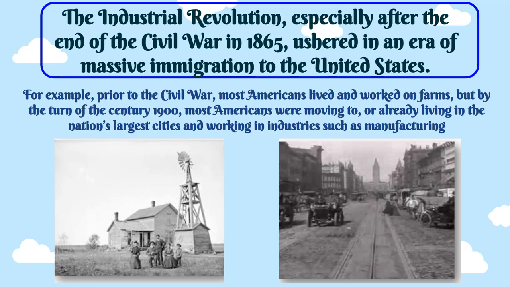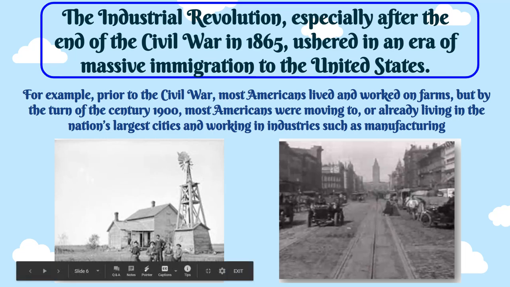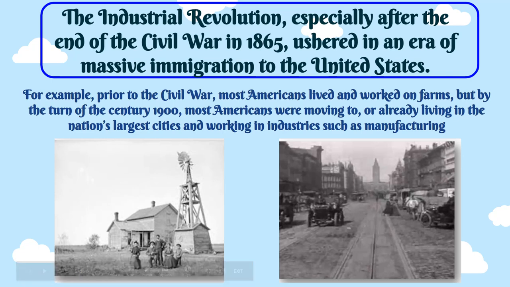For example, prior to the Civil War, most Americans lived and worked on farms. But by the turn of the century, 1900, most Americans were moving to or already living in the nation's largest cities and working in industries such as manufacturing. So this is them on the farm, and over here's what the cities looked like at the turn of the century, around 1900.